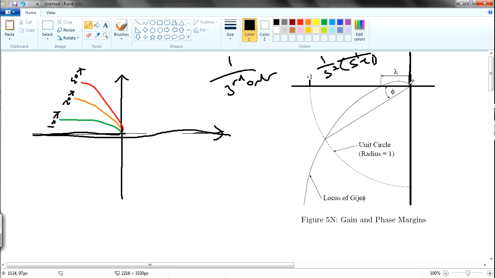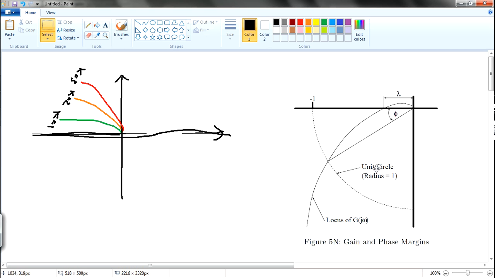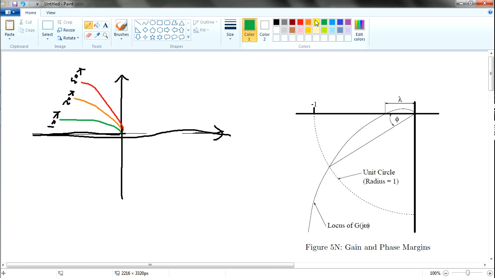So the larger the k, in this case, let's say the k is larger, the more it comes in from here.